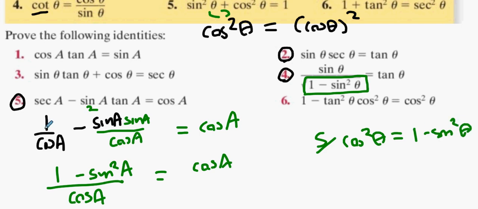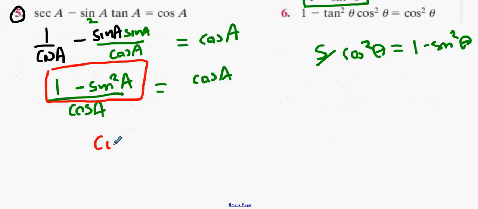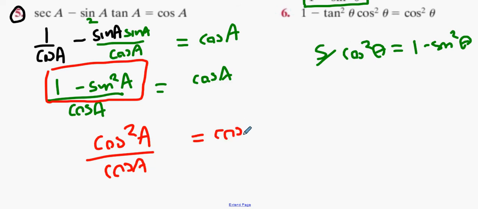Okay, so what can I do with that part on the top then? Turn to cos squared theta. Okay. Well, it's not cos, it's cos squared A. Alright. Now we're nearly in business. What's cos squared A divided by cos A? Yeah, and what's x squared divided by x? It's the same thing, just x. So you've successfully proven that.